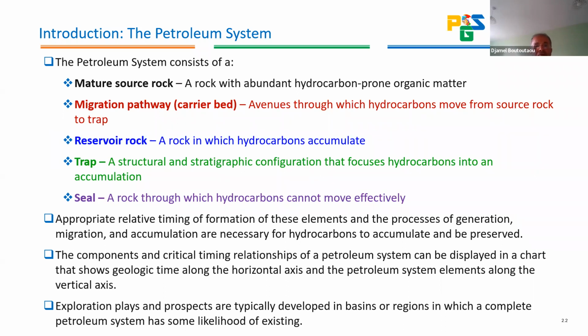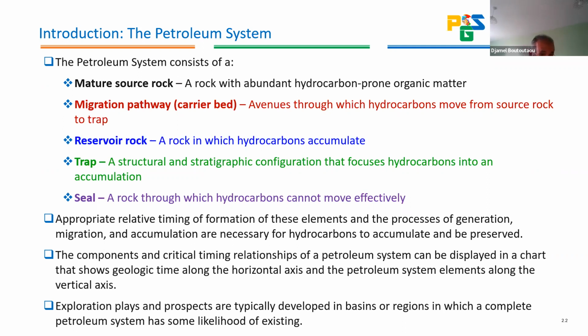So the timing of these 5 elements is crucial, and that is obtained when we do basin modeling. When we do basin modeling, we get a chart that gives us timing, for example, of generation and expulsion of hydrocarbons from a source rock. And when you generate and expel hydrocarbons from a source rock, you need a reservoir and a trap already there, available to receive the hydrocarbons.